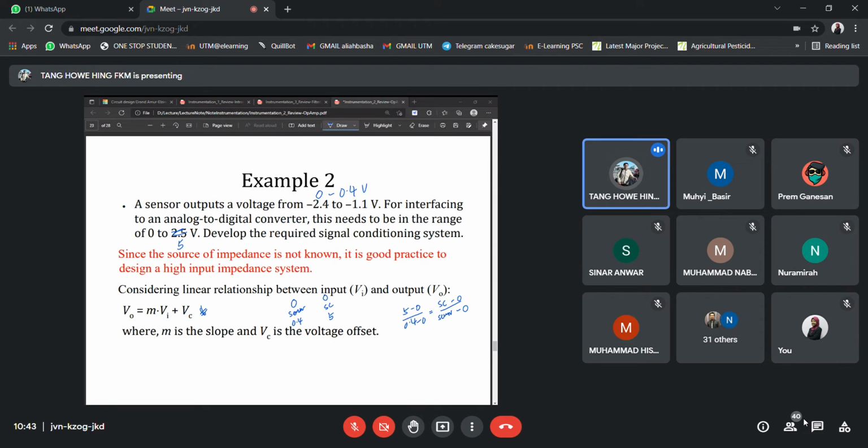So by pressing the calculator, 5 divided by 0.4 is equivalent to 12.5. And then we have the signal conditioning divided by sensor. So the signal conditioning output will be equivalent to 12.5 times the sensor output. This means we need to amplify the sensor output by a gain of 12.5.